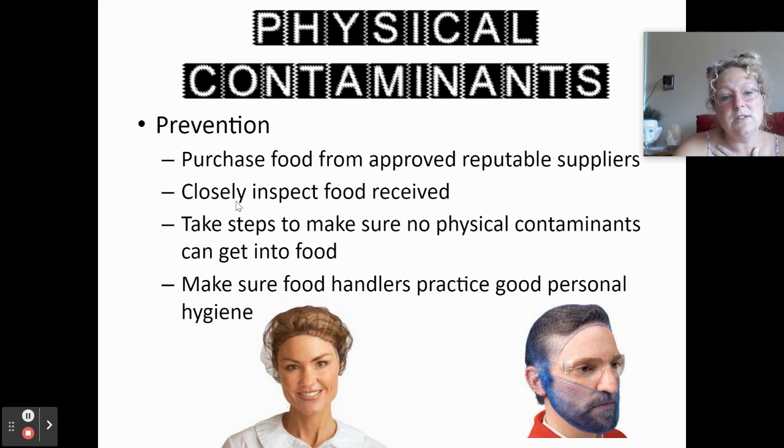So, making sure that everything is closely inspected, paying attention, is the biggest way that physical contamination is going to be prevented. Making sure that everybody has good hygiene. We're looking at hair nets. We're looking at making sure that you don't have fake fingernails or dirty fingernails or jewelry on. A plain gold wedding band, which some people wear, is the only thing that's allowed. If you have a big diamond engagement ring, you should take that off to prepare food.